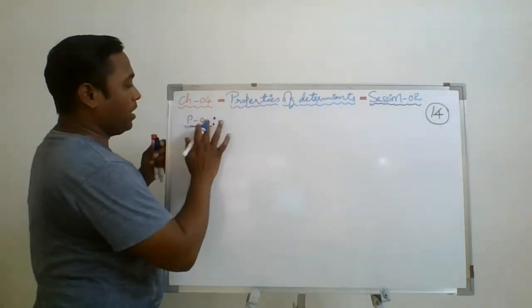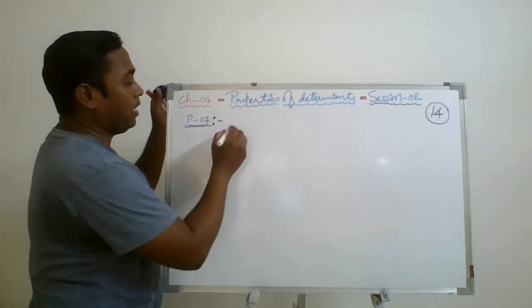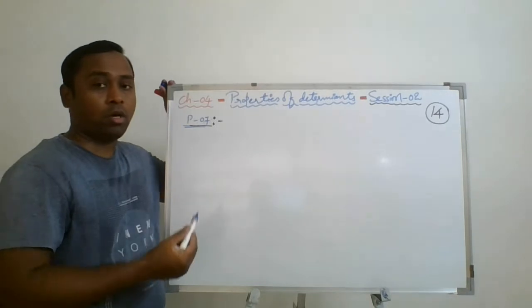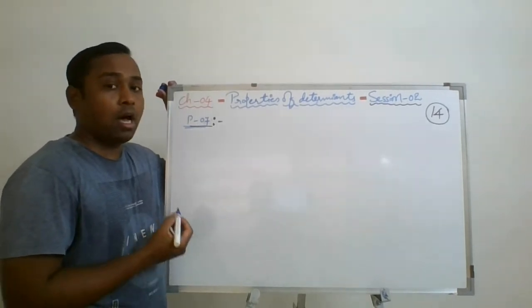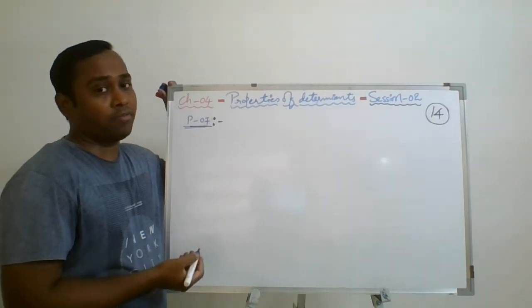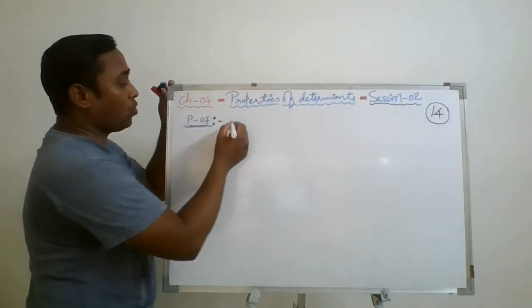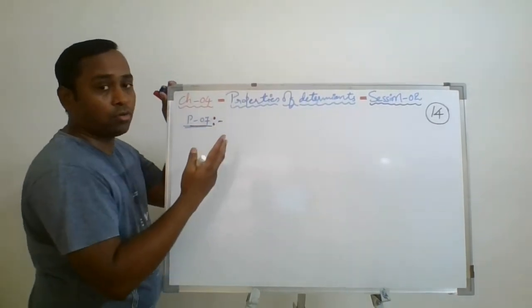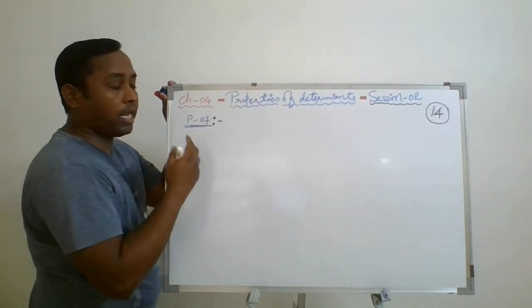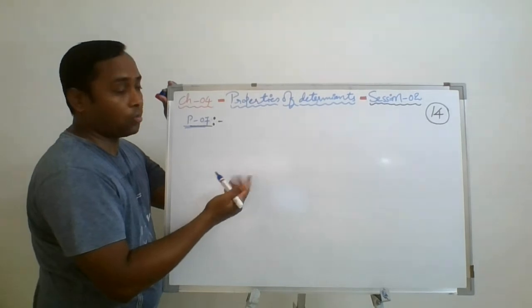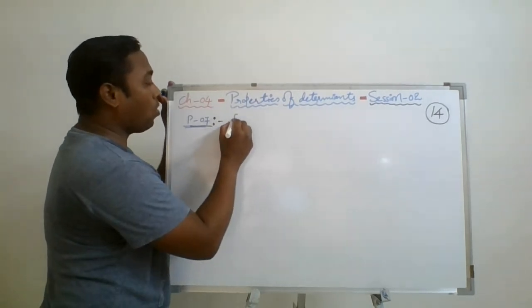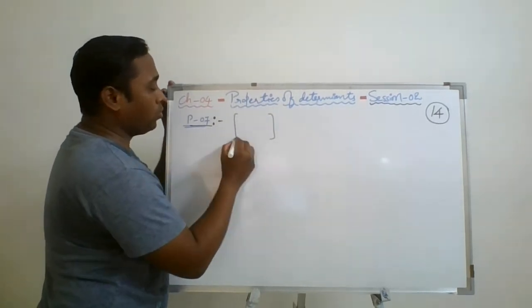Right. So property number 7 speaks what? If any two rows or columns of the square matrix are identical, then its det value is again 0. So there are two ways the value can be 0. One, where the elements of any particular row or column are 0, then det value is 0. Where two rows or two columns are identical, then also det value is 0.